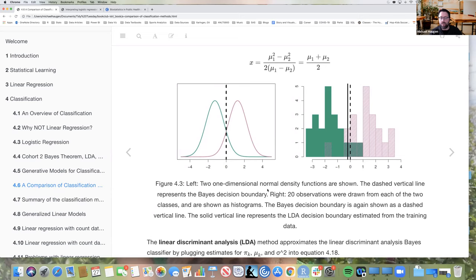On the left, two one-dimensional normal density functions are shown. The dashed vertical line represents the Bayes decision boundary. On the right, observations were drawn from each of the two classes and are shown as histograms. The Bayes decision boundary is again shown as a dashed vertical line. The solid vertical line represents the LDA decision boundary estimated from the training data. So this is the classification boundary, and you see the distributions there. If you're in this part of the distribution, you're going to be classified over here, and in this part you'll be classified over there.